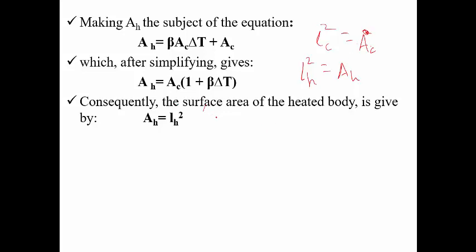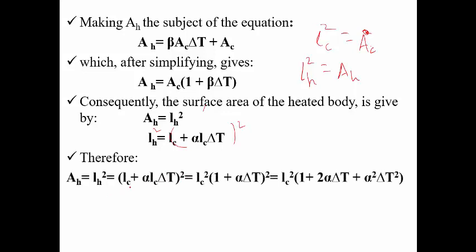Taking this relationship, area at hot is equal to length at hot squared, so we substitute LH is equal to LC plus alpha LC times change in T. This is the equation we derived before to calculate the length of the hot rod. Squaring this, LH squared is equal to LC squared times (1 plus alpha change in T) squared.